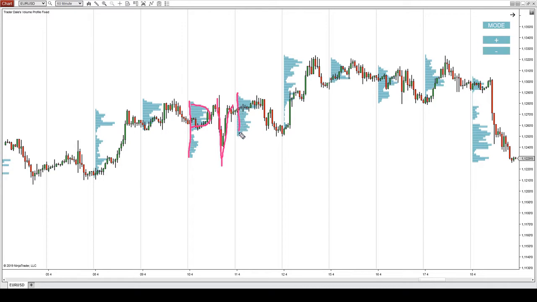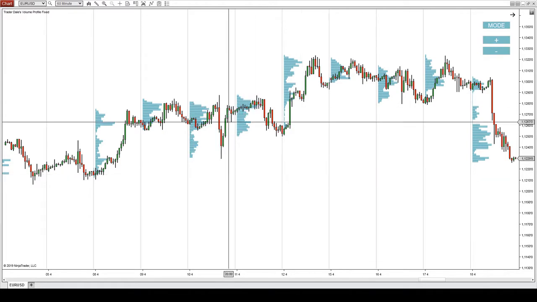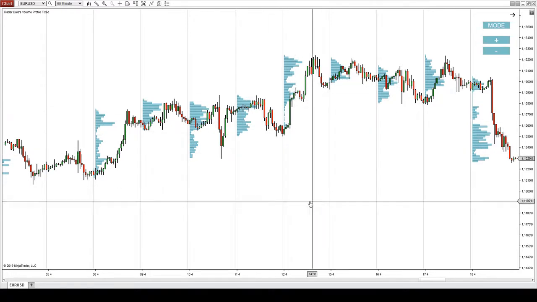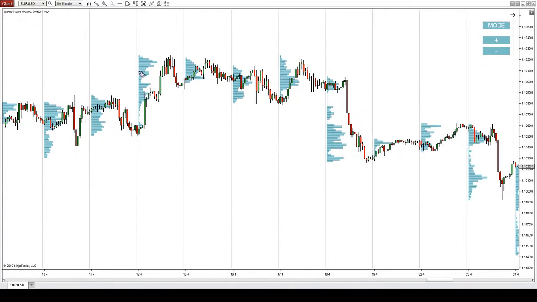Afterwards, there is this weird profile, hard to tell what it is. It looks like a P-shaped profile, but the price is closing at the low of it, below the 50%, so it is not a P-shaped profile. So I wouldn't really classify this one as any sort of profile. What happens next is that there is a thin profile, or it sort of looks like a P-shaped profile.